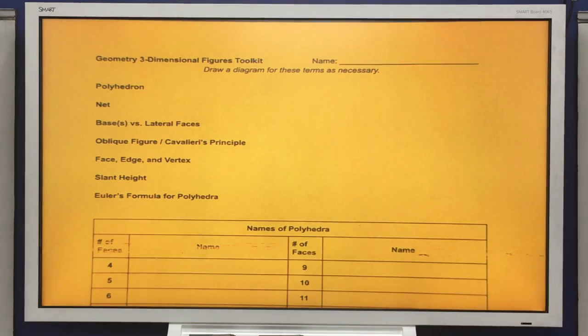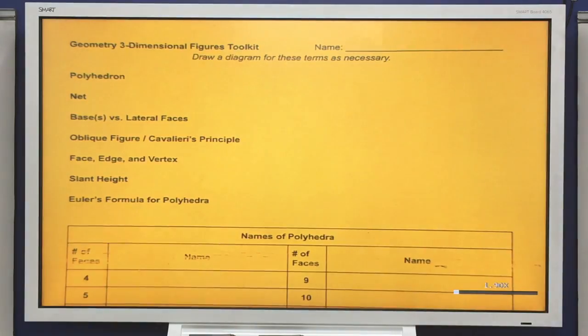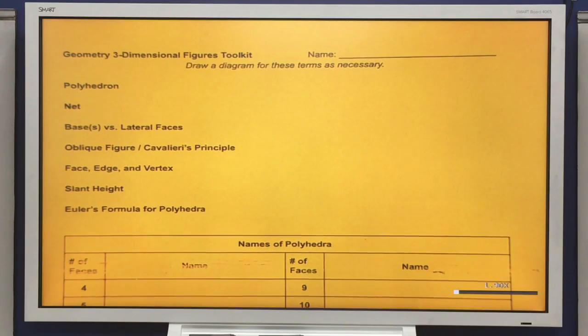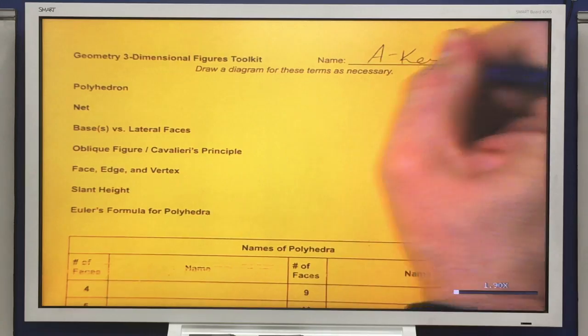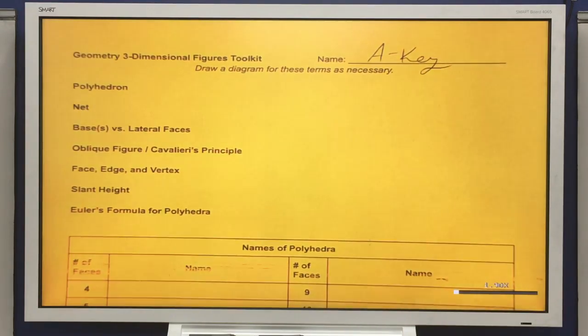So without any further ado, get out your toolkit sheet and let's take some notes here. Again, you could do this on your own, from your own printer. It doesn't have to be yellow paper, but hey, there it is.